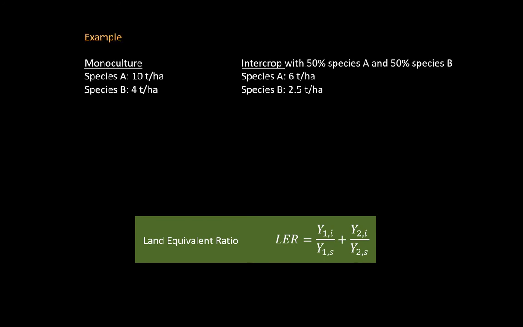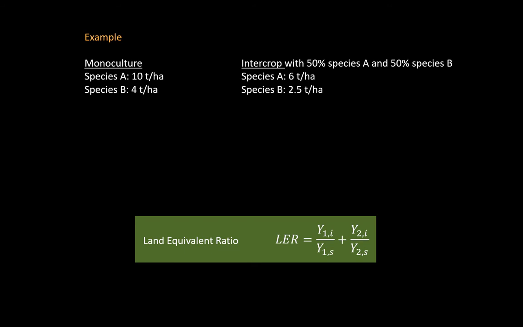So let's have a look at an example of calculating land equivalent ratio for a hypothetical monoculture and intercrop. Here we can see some species A that has been yielding 10 tons per hectare in monoculture, and species B is doing 4 tons per hectare. So it's a different species, and an intercrop in which the proportion of both species A and species B is 50%. So this is a 50-50 intercrop. The yield of species A is 6 tons per hectare, and the yield of species B is 2.5 tons per hectare. So these values are lower than the respective yields in a monoculture, which of course makes sense because they are only present on half of the land.